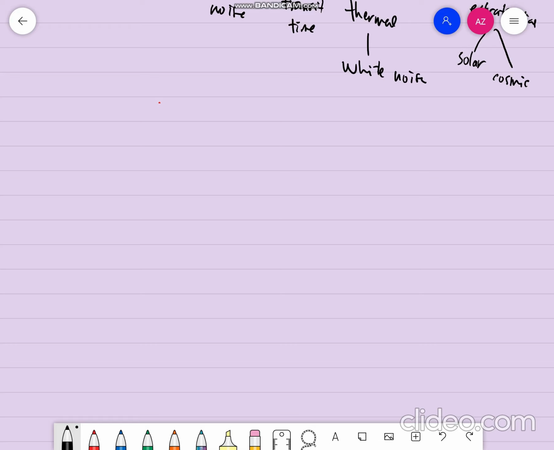So it is additive noise, which means that it cannot be eliminated. Okay, and then it will increase in intensity with the number of devices in a circuit and with the circuit length. Therefore, the thermal noise will set the upper bound on the performance of a communication system.